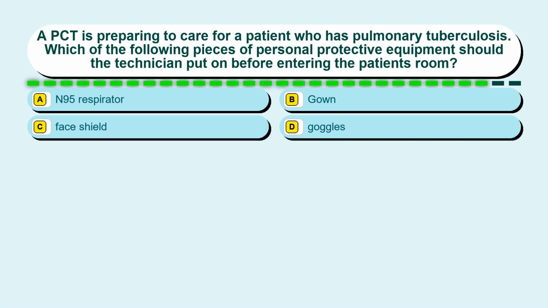Question 18. A PCT is preparing to care for a patient who has pulmonary tuberculosis. Which of the following pieces of personal protective equipment should the technician put on before entering the patient's room? Option A. N95 respirator. Option B. Gown. Option C. Face shield. Option D. Goggles.